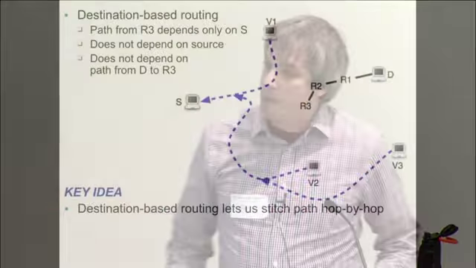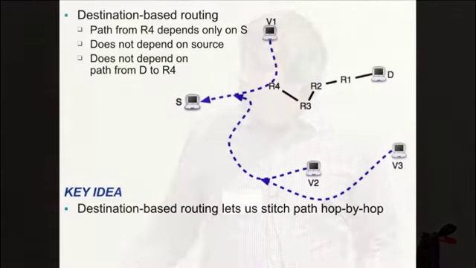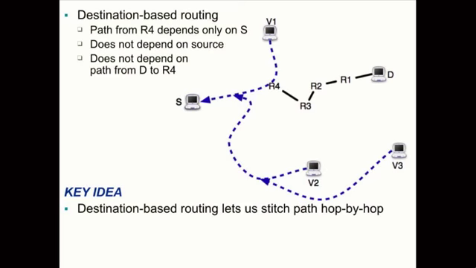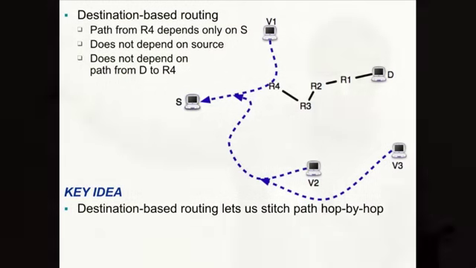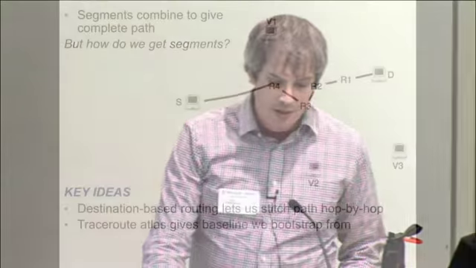So because of destination-based routing, we're able to learn the path goes through R1. Now we focus on measuring from R1. Let's say we somehow figure out that the path from R1 goes through R2 and R3. We then just need to measure back from R3. We somehow learn that the path from R3 goes to R4. We've now intersected a path we know about, and we can assume that we follow V1's path the rest of the way. And so we now stitch together the path.